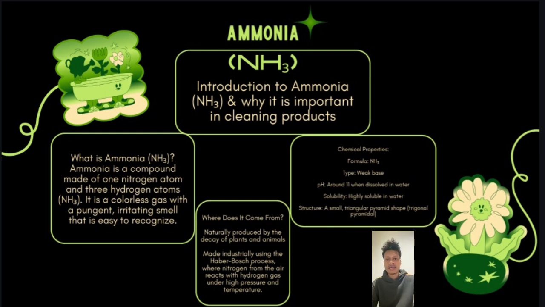Now, the pH is around 11 when dissolved in water. Why is that? Because when the pH is 11, it's considered alkaline, it's basic. In the pH scale from 0 to 14, with 7 being neutral, a pH of 11 indicates a higher concentration of hydroxide ions, OH minus, compared to hydrogen ions, H plus, making it a base. For example, household ammonia solution often has a pH around 11.